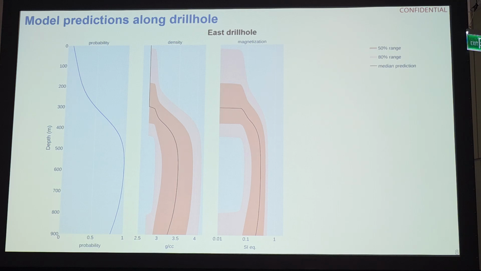So you can see also these start to kick up from background levels at around 300 meters, and they peak somewhere around 550 meters depth. But you can see there's a range. Even if we just look at the 50% of the models and give us the tightest prediction, we've still got a range of predicted densities from 3 to 4 grams per cc.